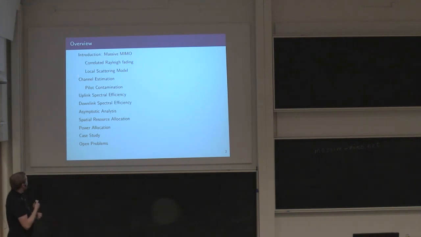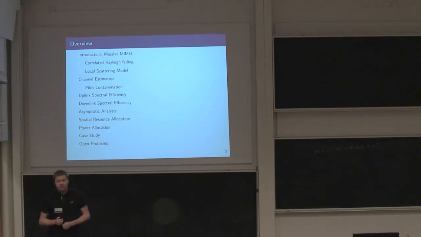So one of them is the channel estimation, including pilot contamination. One of them is the uplink spectral efficiency. If we have time, I will go through in detail the downlink. I will talk something about asymptotic analysis when you have many antennas, what happens with different types of processing schemes. And then at the end, I will talk about what I call spatial resource allocation, trying to differentiate that from the classical type of resource allocation, time and frequency, that has been going on for a long time. Slightly short thing about power allocation, and finish up with a case study and some open problems.